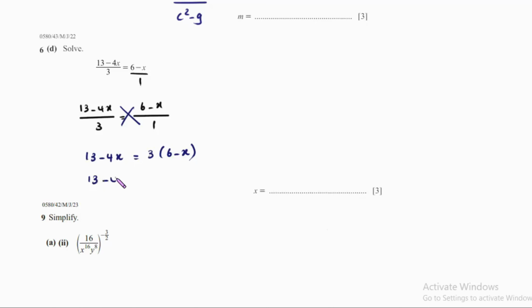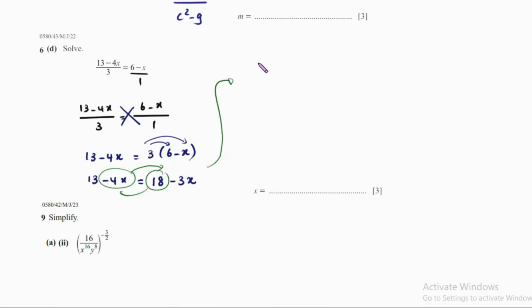So 13 minus 4x is equal to, using this 3, I need to multiply both the terms inside the brackets here. So 3 times 6 is going to be equal to 18. And then I have 3 times minus x, which is equal to minus 3x. So this is what I have. Now what I'm going to do is bring all the like terms to the same side. I have minus 4x here. I'm going to take this minus 4x to the other side and bring the 18 to this side.